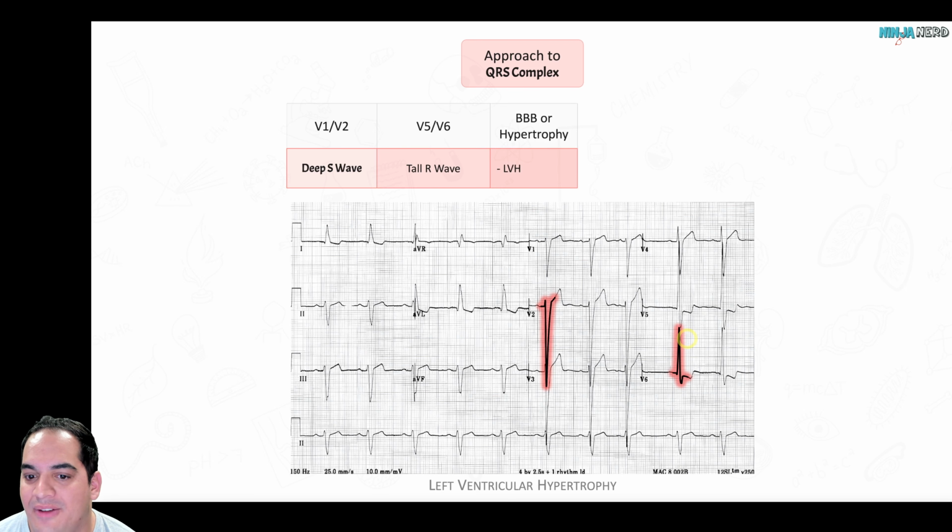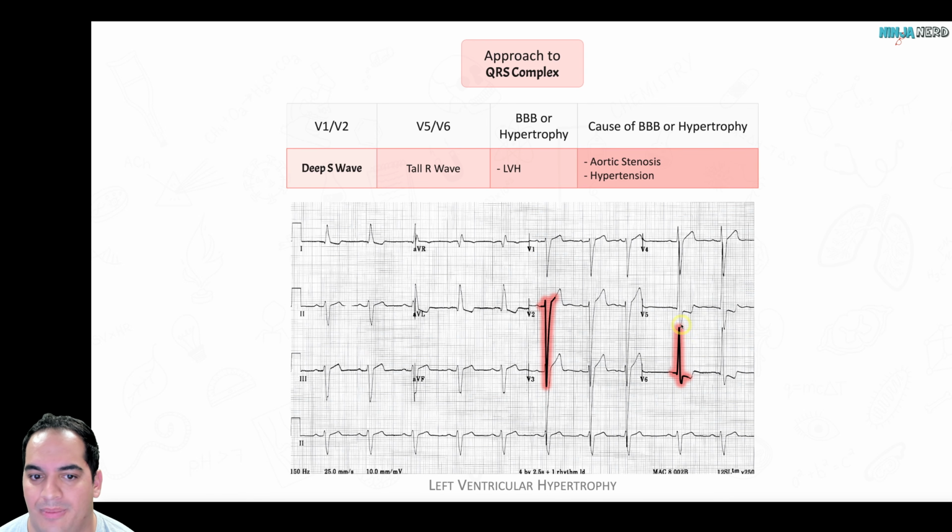Now, there are different criteria that you can use, so you can add up the number of boxes of the S wave and then add up the number of boxes of the R wave, and if it's greater than 35 millimeters, it's usually suggestive of left ventricular hypertrophy. And that's one thing that we could do. But if I see a super deep S wave and a very large R wave, I definitely want to be thinking about left ventricular hypertrophy, right? This is super common in patients who have aortic stenosis or hypertension.